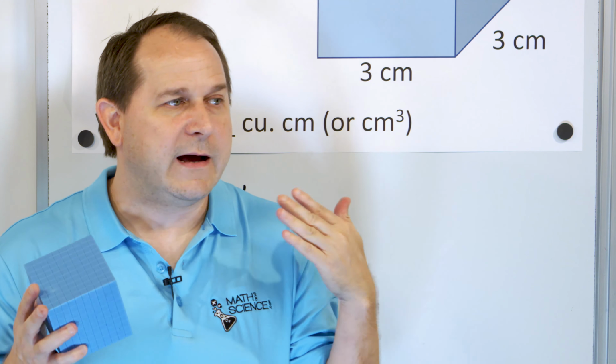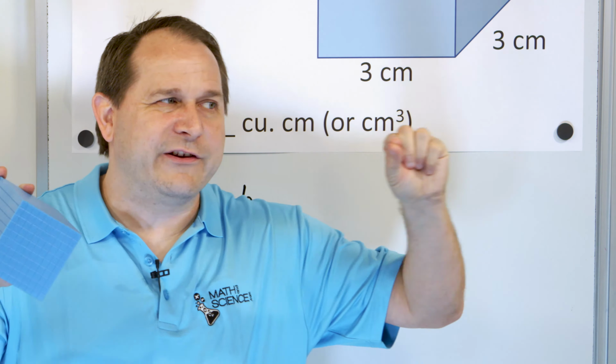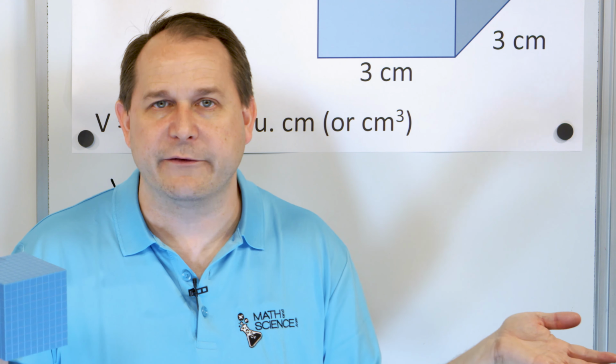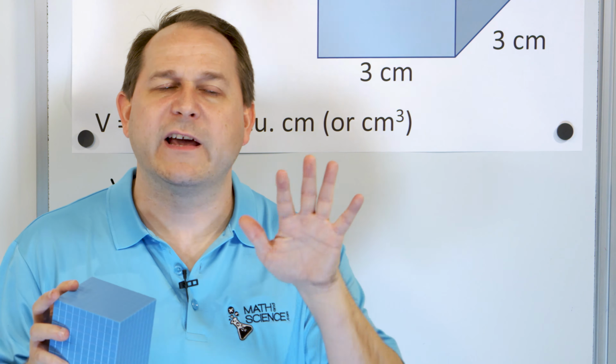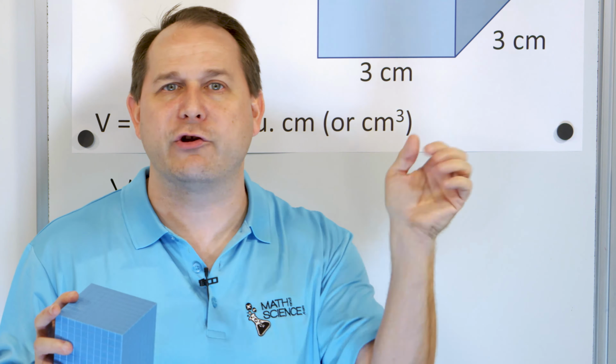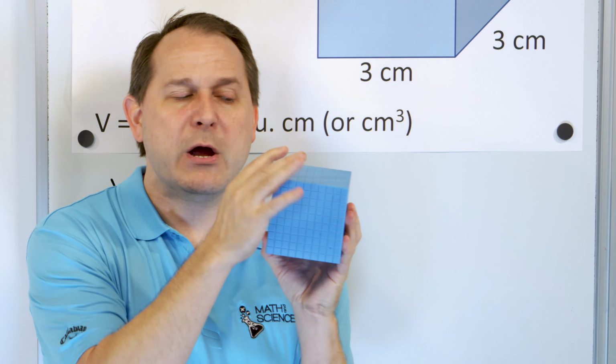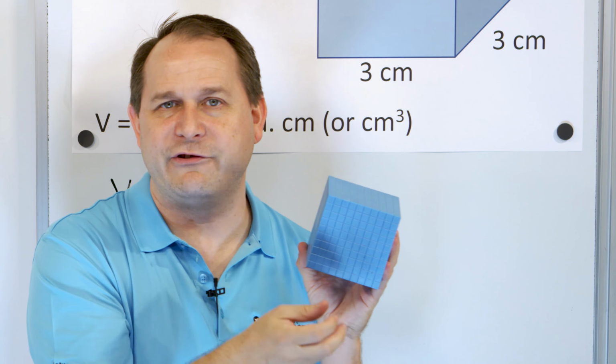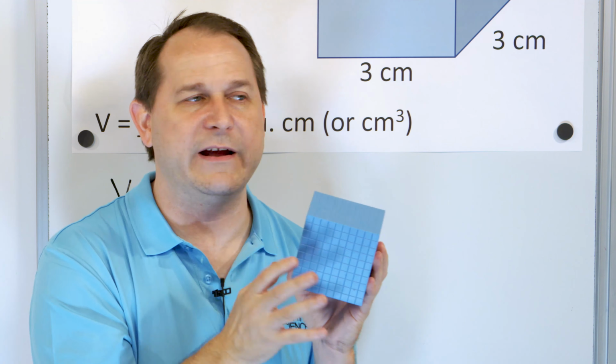So the big picture here: when you're measuring just regular old distance, the units are length, like meters, kilometers, centimeters. When we're talking about area, we're drawing little squares and counting them. Square millimeters, square centimeters, square yards. When we're trying to find the volume, we want to see how much space it occupies. We count cubes. So the units are cubic inches, cubic millimeters, cubic centimeters, and so on.